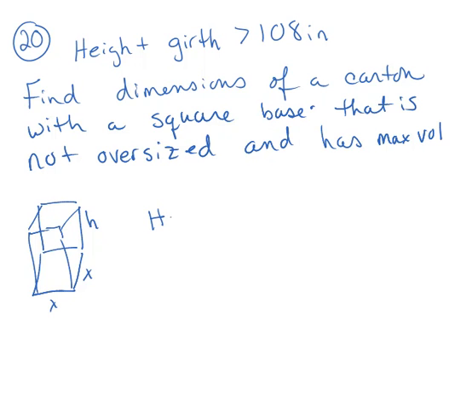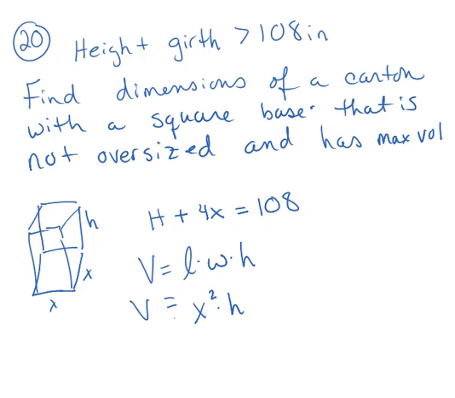So the height plus the girth, which is 4x, because the perimeter of the base, since the base is a square, is 4x, is going to be equal to 108. Now, the volume of a box is what we want to maximize. Volume is length times width times height. The length and the width are the same, so we can call that x squared times h. This is the function we want to maximize.